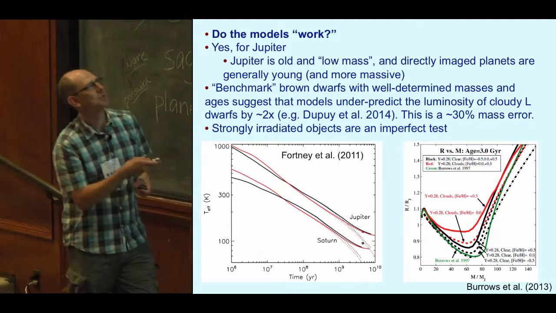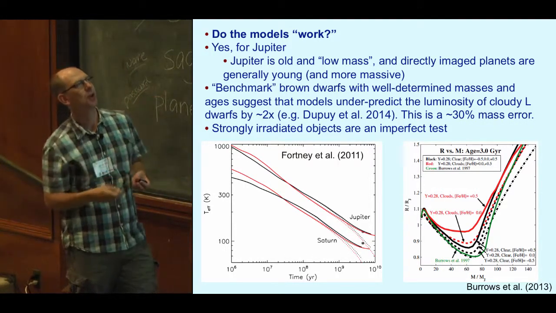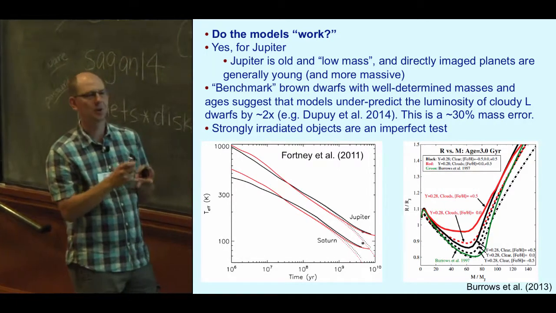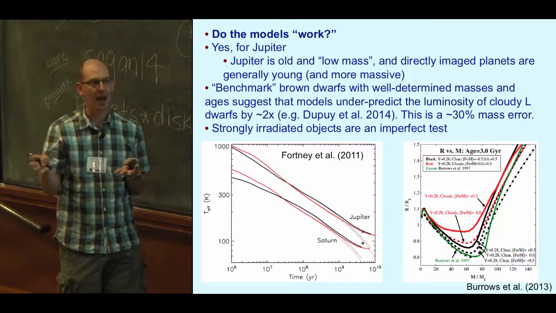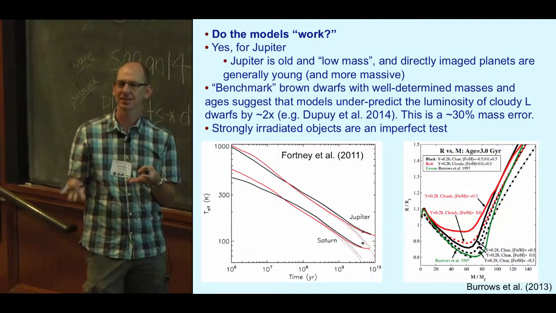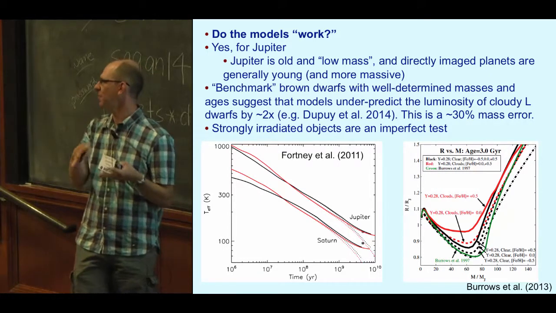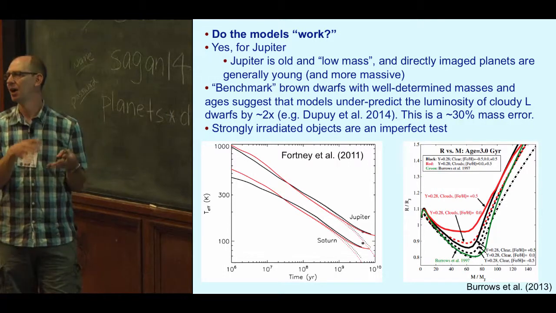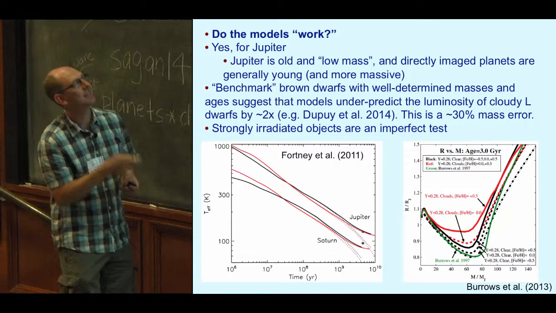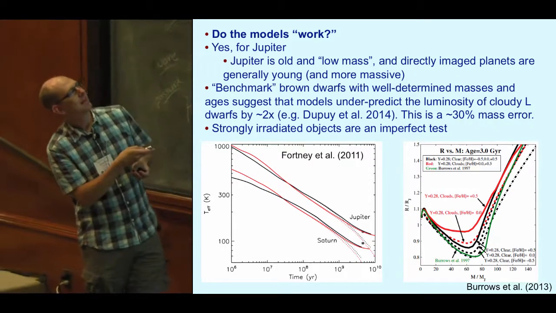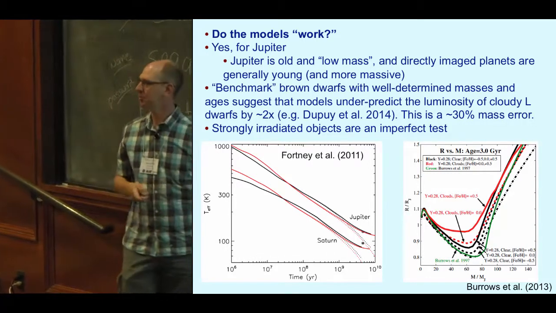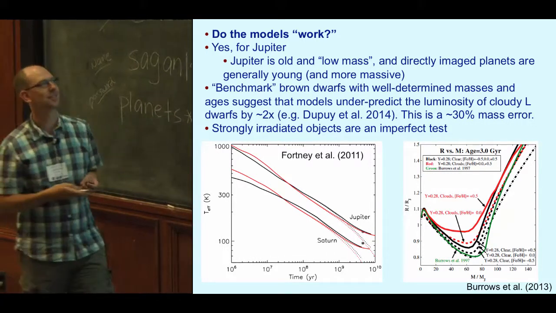There are a growing number of what you might call benchmark brown dwarfs, where you can have a very well-determined mass, a pretty well-determined age. If you get a spectrum of the object, you can also determine its effective temperature. And those are key quantities that you can then compare to what you expect from a model. So these benchmark brown dwarfs are really becoming important. There's a nice paper by Dupuy et al. 2014 that suggests that models underpredict the luminosity of cloudy L dwarfs by about a factor of 2, which is, I think, a big deal.